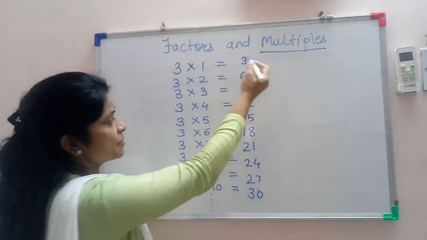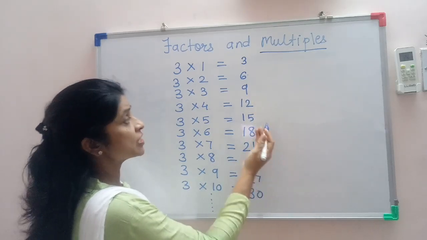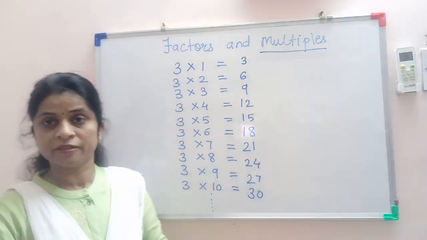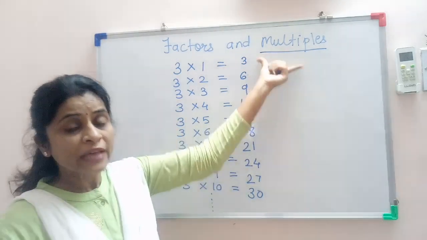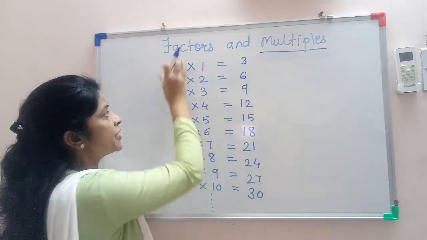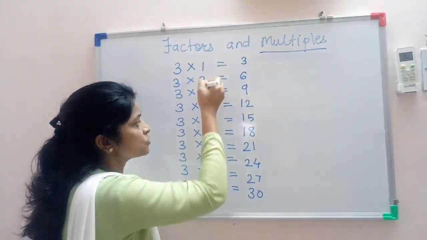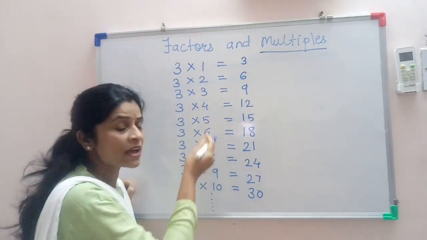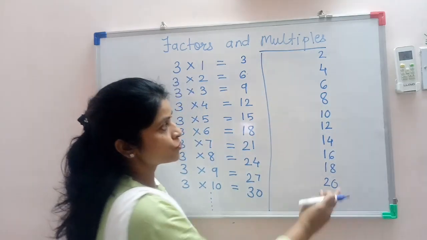That means the numbers 3, 6, 9, 12, 15, 18, 21 are the multiples of 3. A multiple is formed when a number is multiplied by 1, 2, 3, 4, 5, 6 and so on. Now the other one, here I wrote a table of 2.